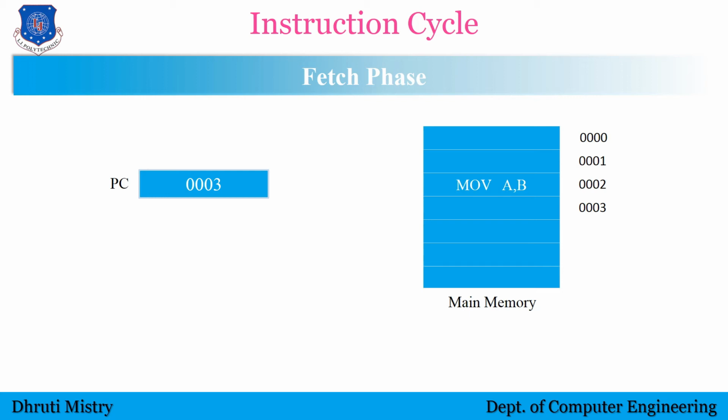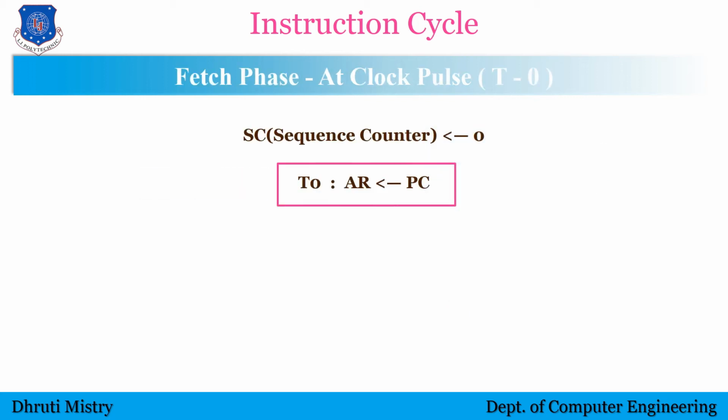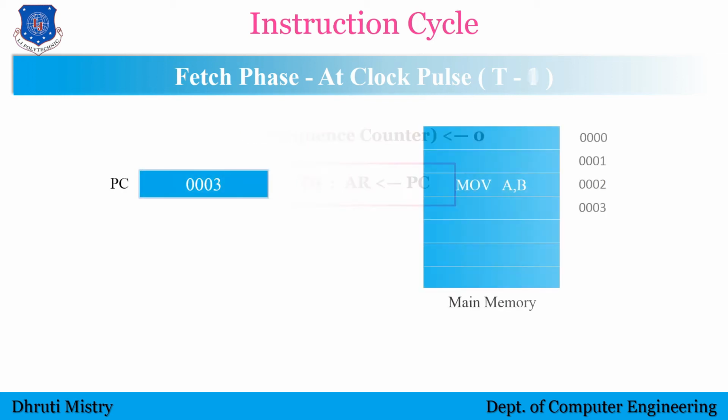In the first clock cycle T0, the content, meaning the address, of the PC will be assigned to the address register AR. Here, AR is a register which stores the address of data or instruction stored in memory. In the next clock cycle T1, the instruction is fetched from the memory and brought to the instruction register. At the same time, the program counter PC is also incremented by 1. The program counter now points to the memory location of the next instruction to be fetched.